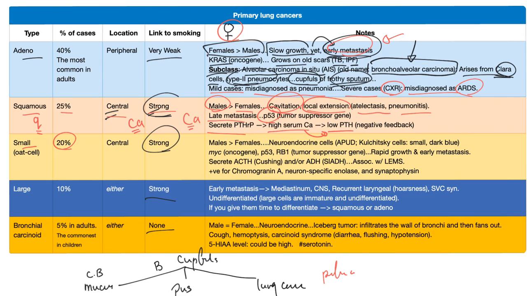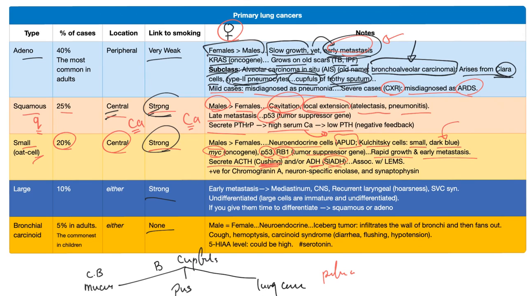Next, small cell lung cancer, 20%, central, associated with smoking. Males more than females. Neuroendocrine cells or APUD cells in the lungs, they are called Kulchitsky cells. They are small and dark blue under the microscope, associated with the MYC oncogene, P53 and RB1 tumor suppressor genes. Rapid growth, early metastasis. Small is horrible. Secretes ACTH leading to Cushing syndrome. Don't say Cushing disease. We only say Cushing disease if it's coming from the pituitary.